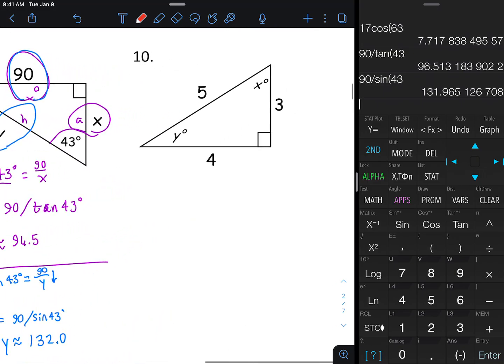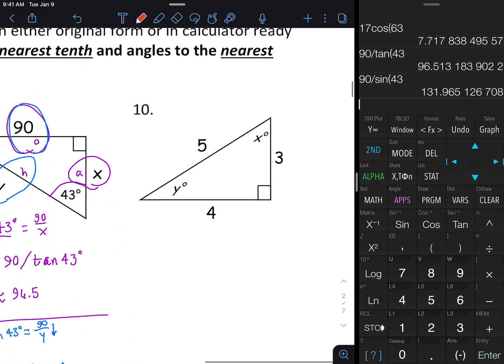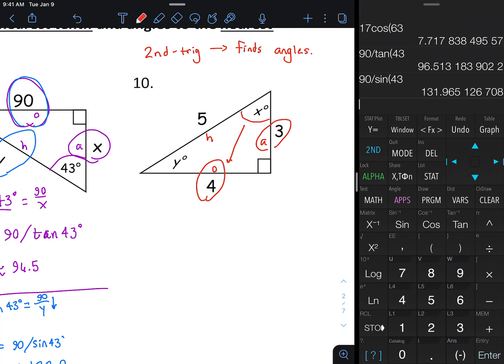Number 10 is slightly different. Now you're going to find angles, and when you find your angles, you hit second and then whatever trig function you're using. Basically it's undoing the tangent button, or the cosine button, whatever you're dealing with. When we start with angle x, you have all three sides, so you just get to pick two and work with them. Just for kicks, I'm going to use the O and the A, or the 4 and the 3. The trig function that uses O and A is tangent.